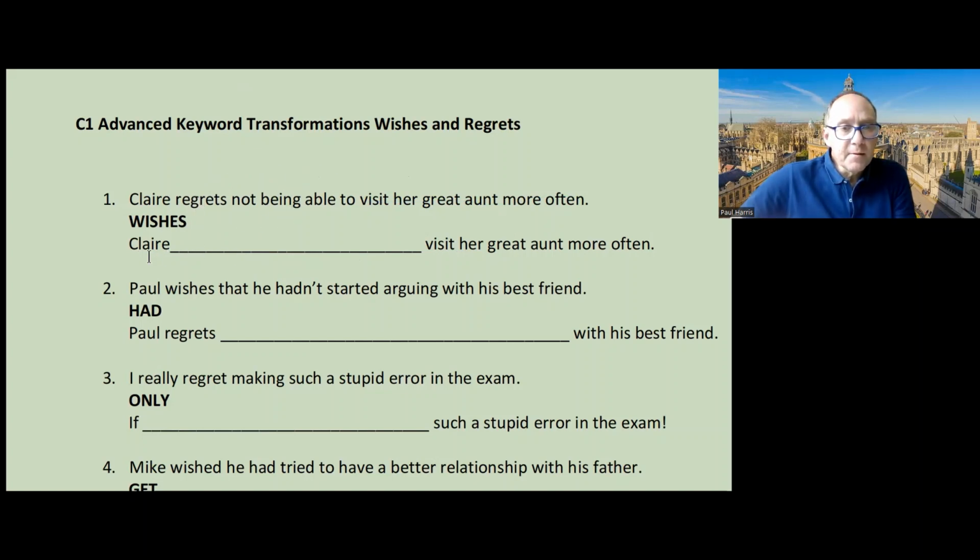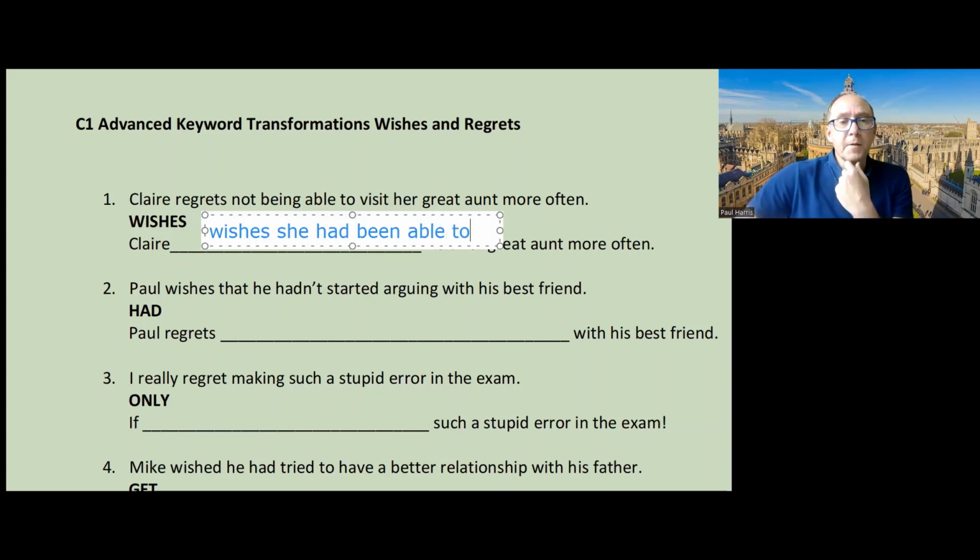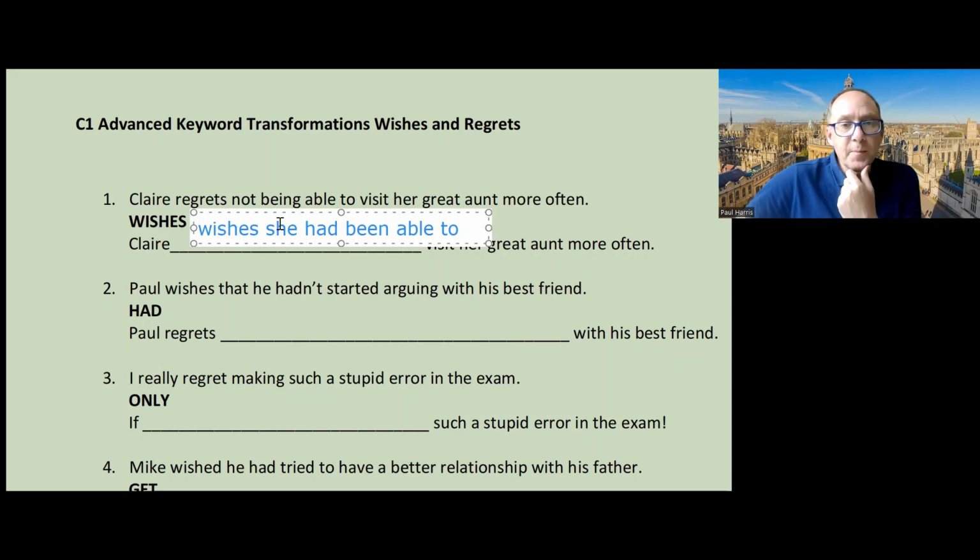So let's write in what we've got. We have regret plus gerund, and hopefully we know that this refers to actions in the past. So if we're going to write about wish, then that will give us wish plus past perfect. So let's write in here, Claire wishes she had been able to. Wish plus past perfect represents the same as regret plus gerund. So Claire wishes she had been able to visit her great aunt more often.